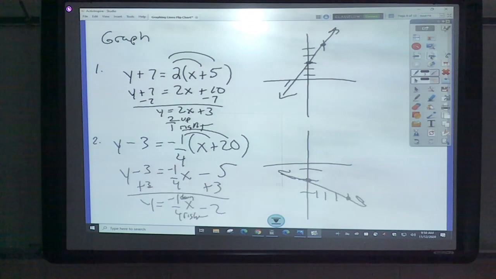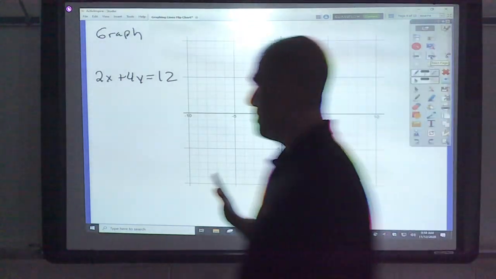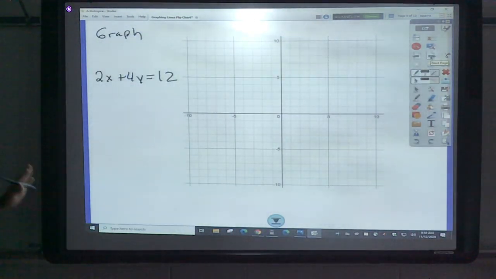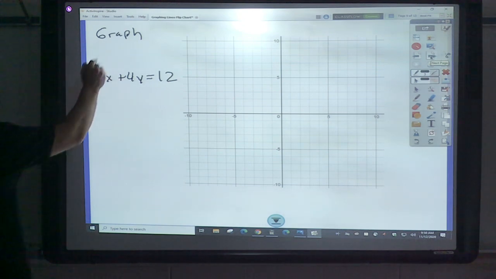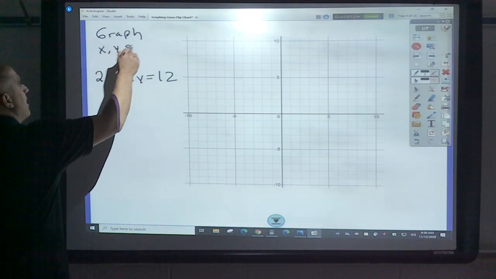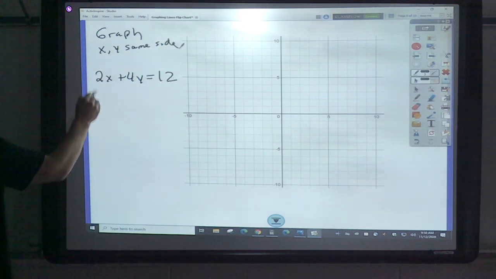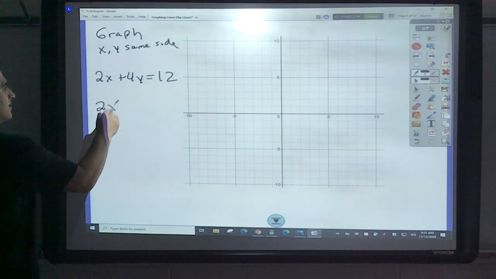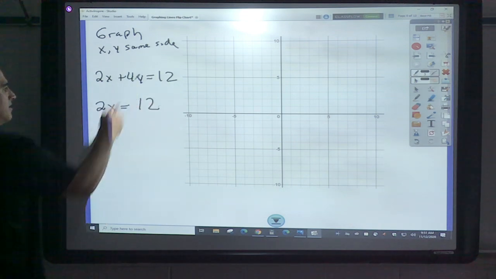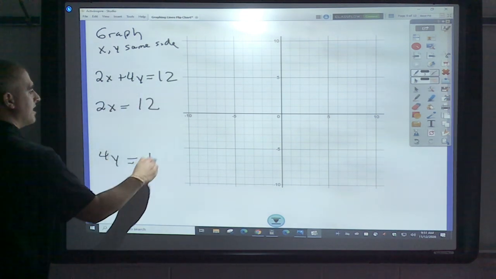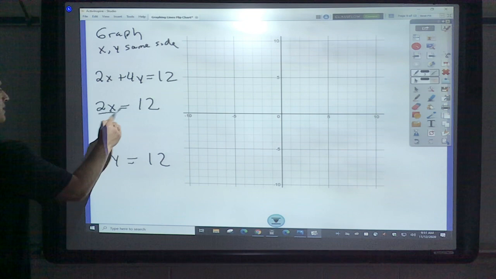Now, we're going to go ahead and move on to something here. As you notice, we have x and y on the same side. So this is for x and y on the same side. Here's how easy this is to graph. You take the x, set it equal to my number. I take the y, set it equal to my number. I'm just going to solve these individually.